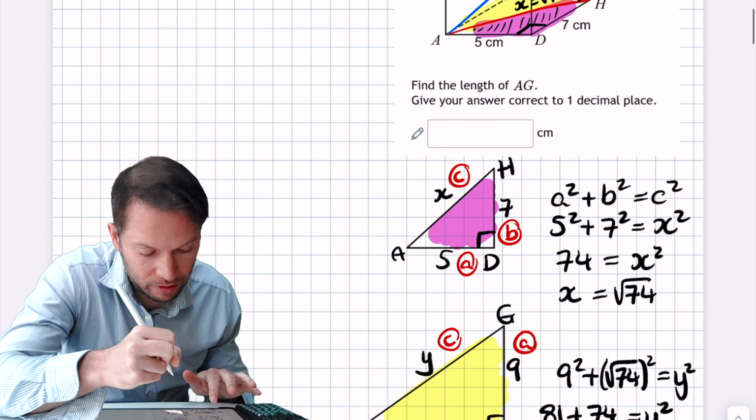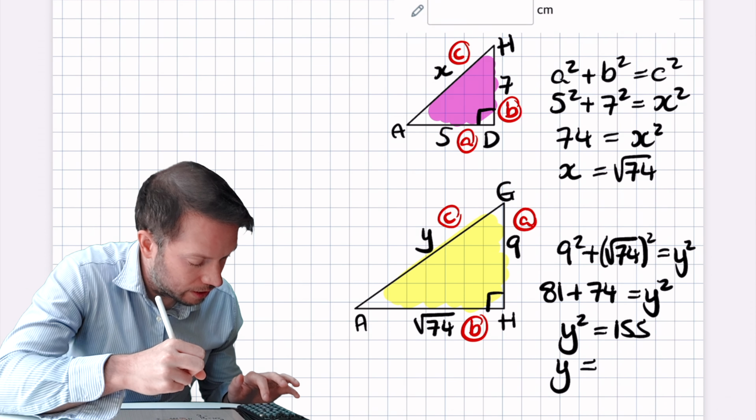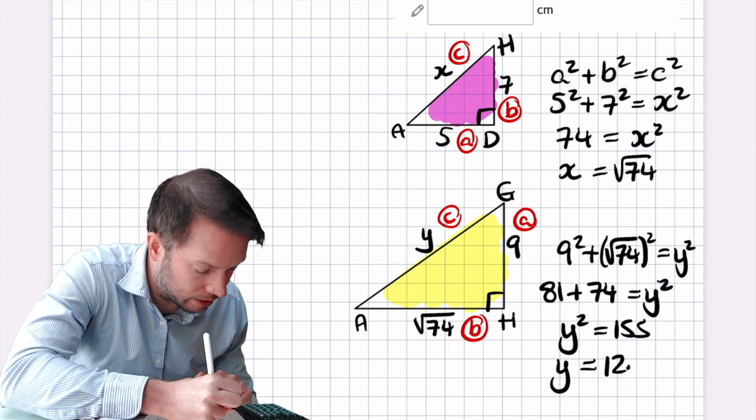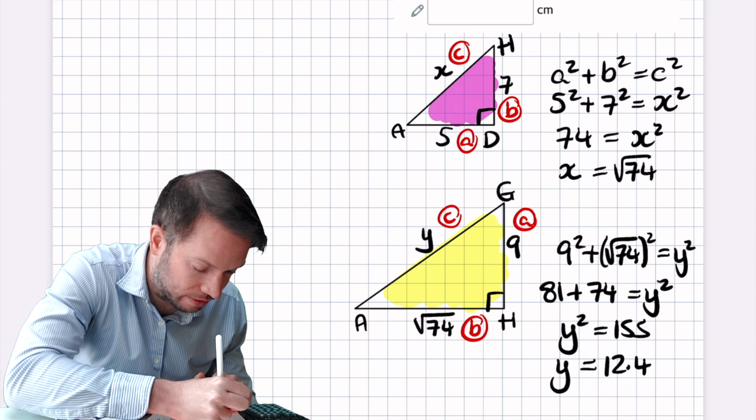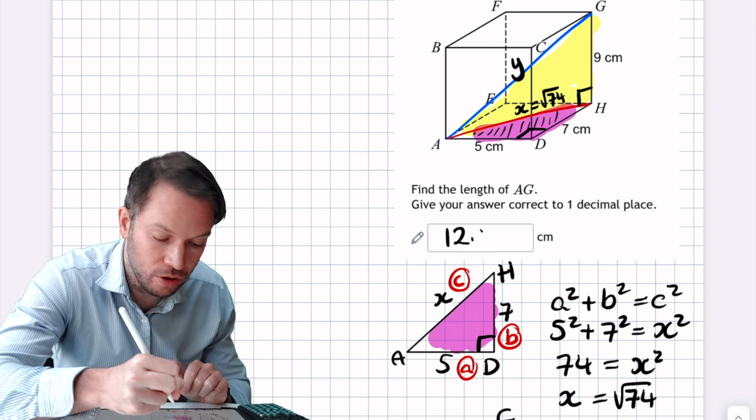And now we can give our answer as a decimal to one decimal place. The square root of 155 is equal to 12.4 to one decimal place. So that's the answer. It's 12.4 centimeters to one decimal place.